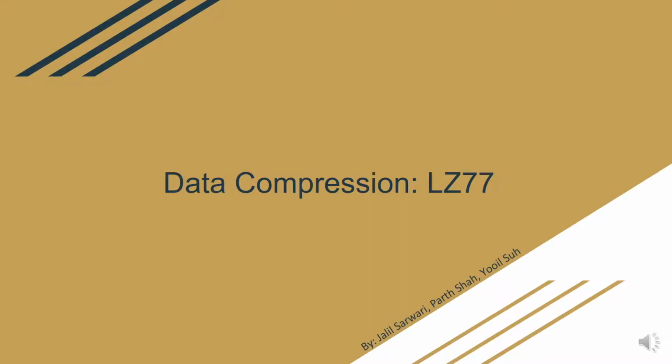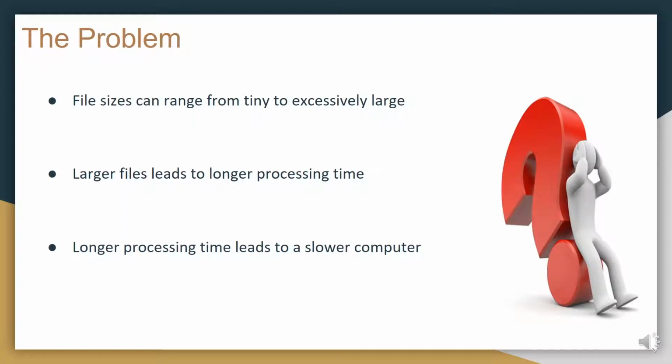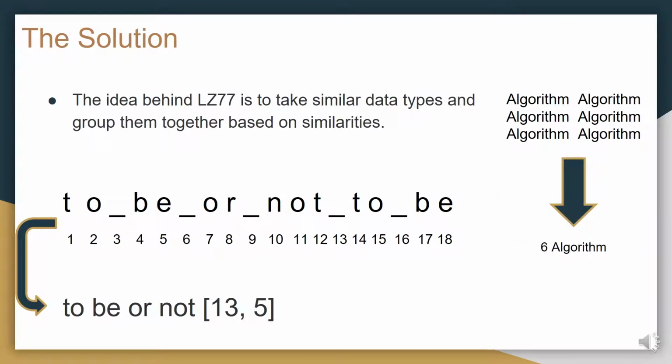Data compression using the LZ77 algorithm. File sizes can range from small to excessively large, and that can introduce a number of problems. For example, big file sizes can crowd your storage, which is a problem because you want to fit as many things on your device as possible. Another problem that will arise is that bigger file size means longer processing time, which then leads to a slower machine. The solution to these problems is, you guessed it, the LZ77 algorithm.